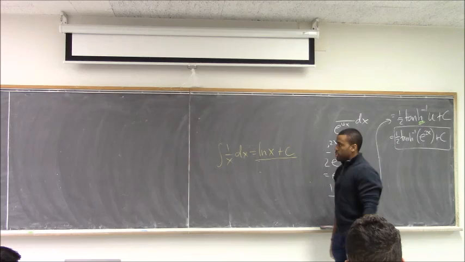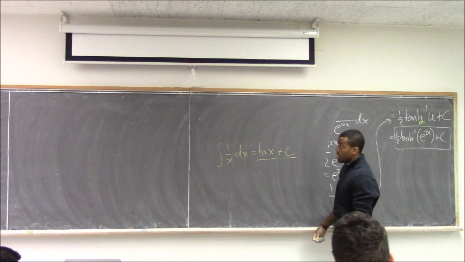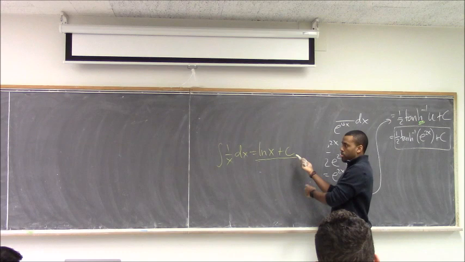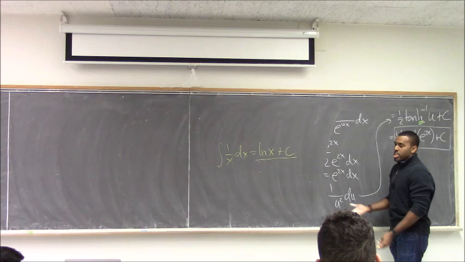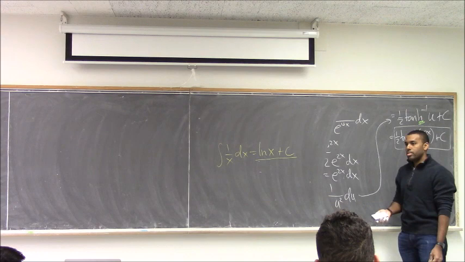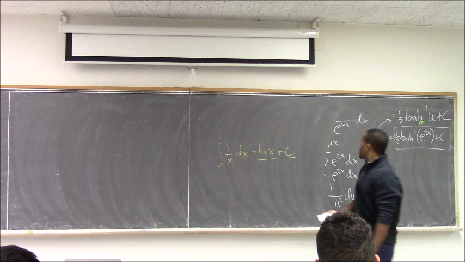Let's say it's on a test, and it's a multi-step process, and they do something like this in one line of that whole thing, I deduct a point. You're never going to get away with it, in other words. I'll always deduct at least 1 point. And on the quizzes, each problem is 1 point, so on a quiz, you lose the whole point.